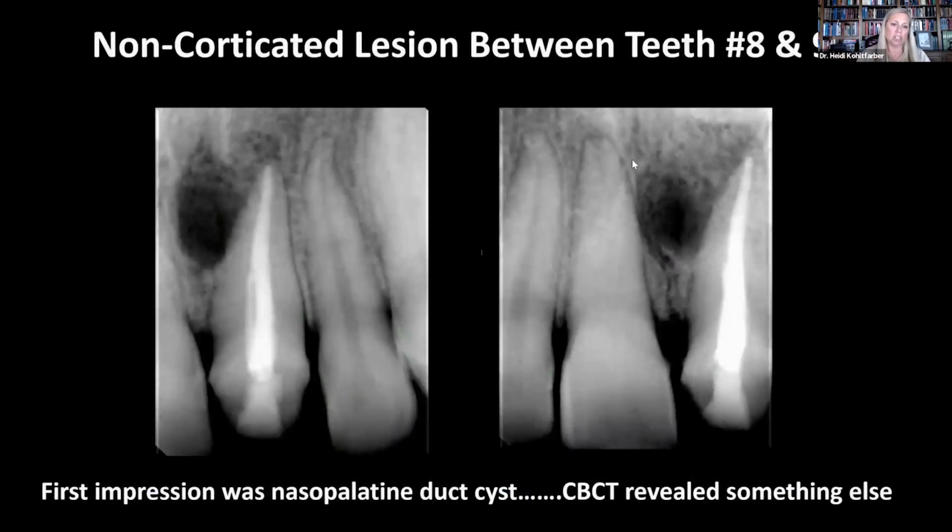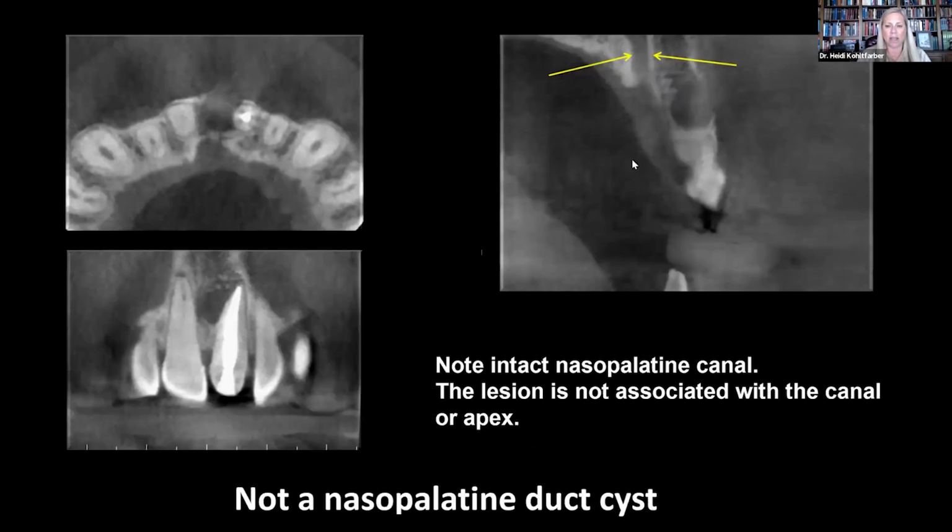All right, so this was a lesion that was between teeth number 8 and 9. They weren't entirely sure what it was. Maybe we have an endodontic lesion. Maybe it's a nasopalatine duct cyst. And we're looking at the CBCT. It's very easy to be able to tell. So here's our canal right here, and you can see whatever this is not associated with that. So it's not a nasopalatine duct cyst.